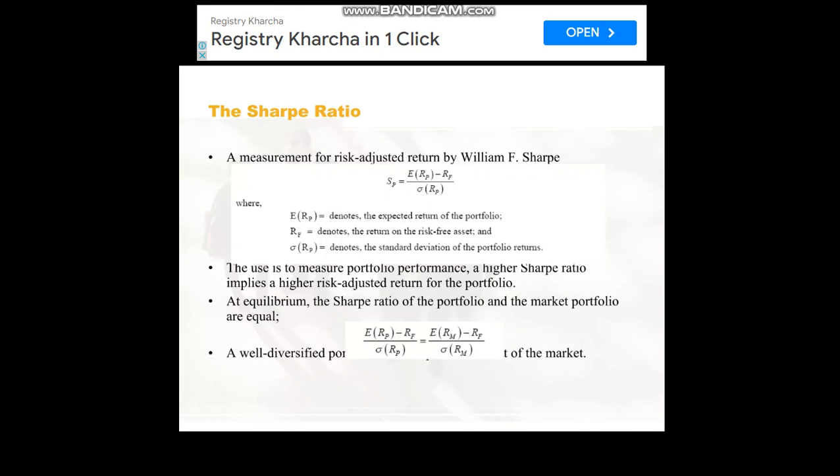The use is to measure portfolio performance: a higher Sharpe ratio implies a higher risk-adjusted return for the portfolio. At equilibrium, the Sharpe ratio of the portfolio and the market portfolio are equal. E(R_p) minus R_f over sigma(R_p) equals E(R_m) minus R_f over sigma(R_m), a well diversified pool of the market.